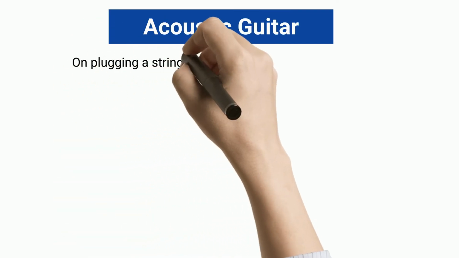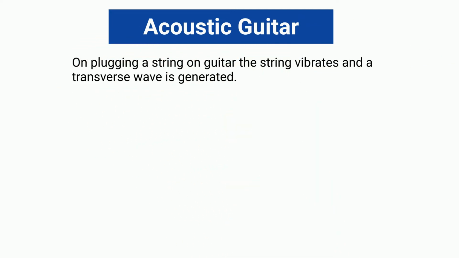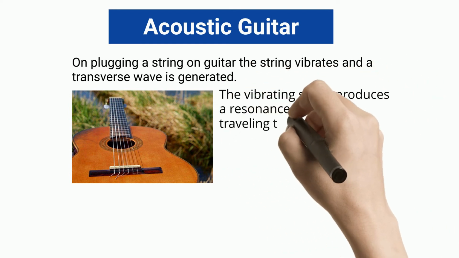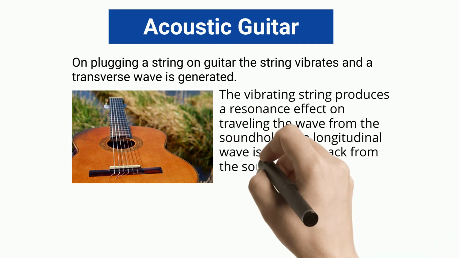Acoustic guitar. On plucking a string on a guitar, the string vibrates and a transverse wave is generated. The vibrating string produces a resonance effect as the wave travels toward the sound hole. The longitudinal wave is reflected back from the sound hole.